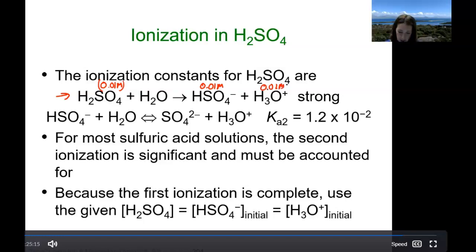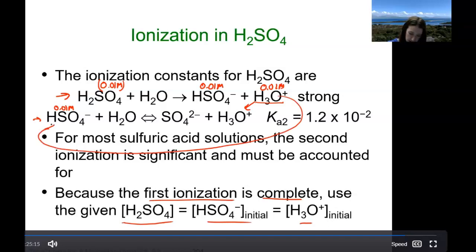So that means this is how much you're starting with of this. So when you do this in an ice table, this is 0.01 molar, and this stays the same. So you're actually going to do two ice tables in one, right? Because the first ionization is complete, you can use this in the second one because, remember, it 100% ionizes. So you can start using your second equation.